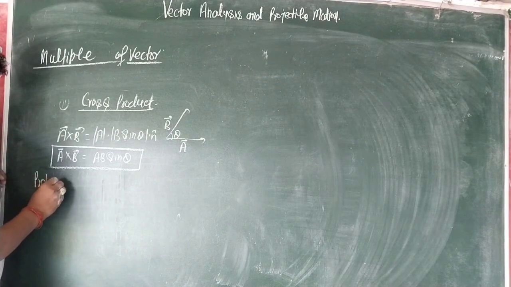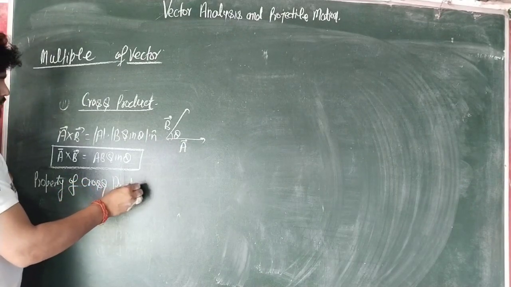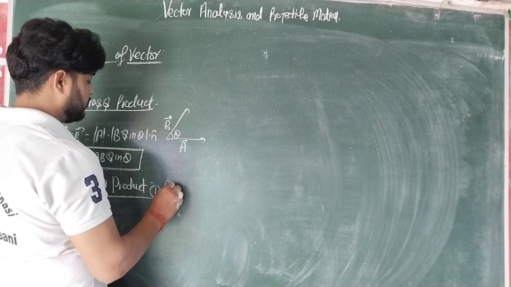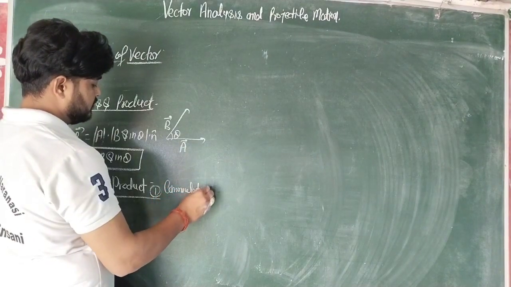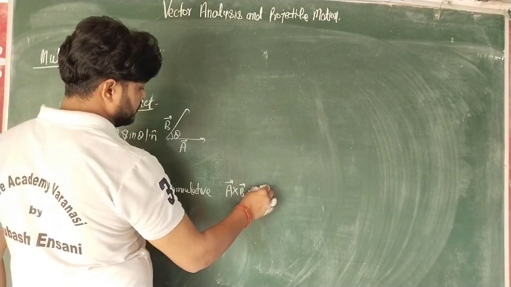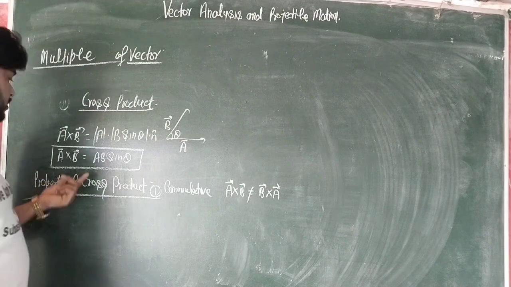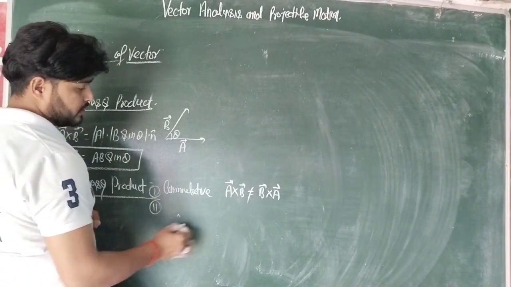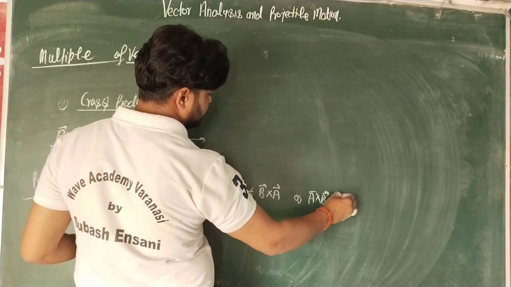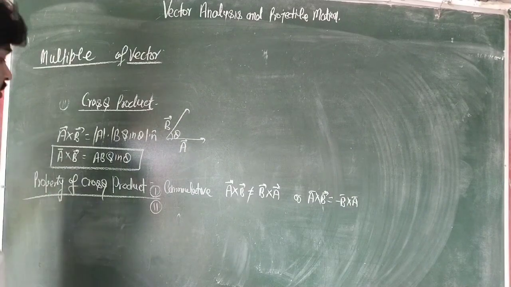Properties of the cross product. First, the commutative law. The commutative law does not exist for cross product: B cross A is not the same. That means the commutative law does not follow the cross product. We can write vector A cross vector B is equal to minus vector B cross vector A, because opposite vectors will be negative.